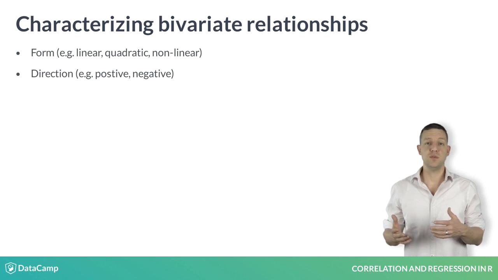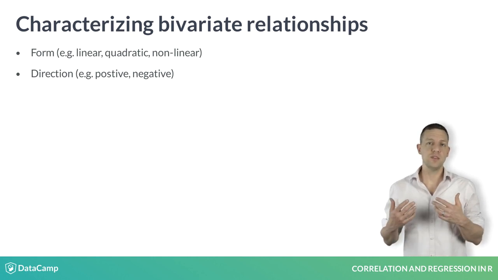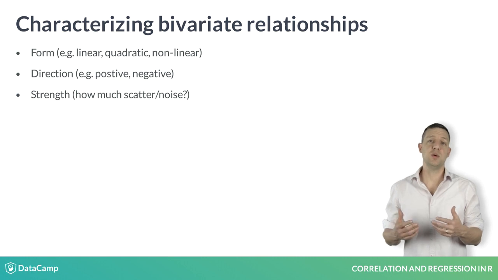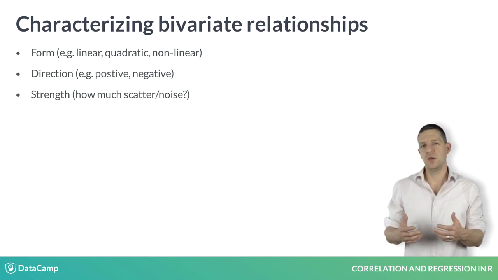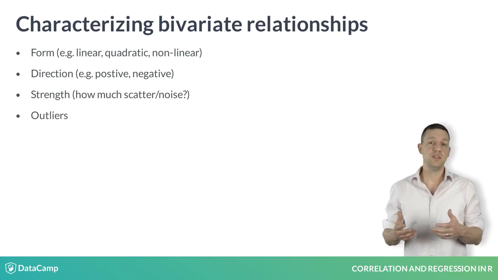Direction is either positive or negative. Here, the question is whether the two variables tend to move in the same direction, that is, when one goes up, the other tends to go up, or in the opposite direction. We'll see examples of both in just a minute. The strength of the relationship is governed by how much scatter is present. Do the points seem to be clustered together in a way that suggests a close relationship, or are they very loosely organized? Finally, any points that don't fit the overall pattern, or simply lie far away, are important to investigate.